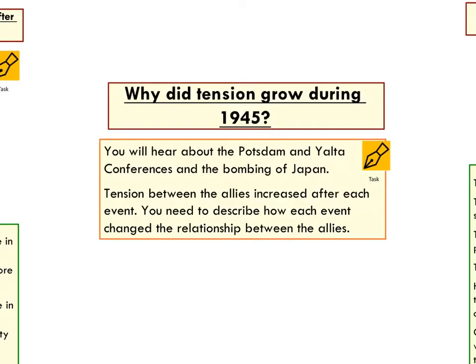So in the next few slides, you're going to hear about why tension grew between the Allies in 1945. You're going to hear about the Yalta and Potsdam conferences that occurred in February and then in June of 1945. And then you'll hear about the atom bomb that was used on Japan by the United States. Each of these events led to increasing tension between the Allies. So after looking at the information for each event, you need to describe how the relationship between the Allies changed.